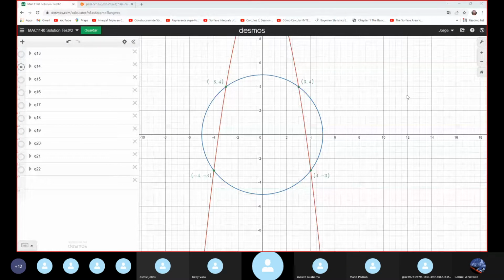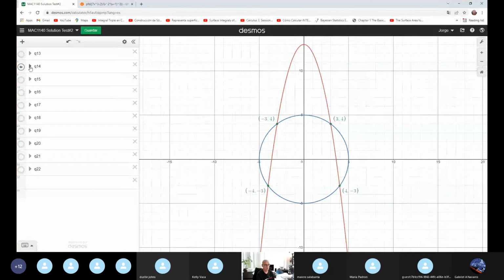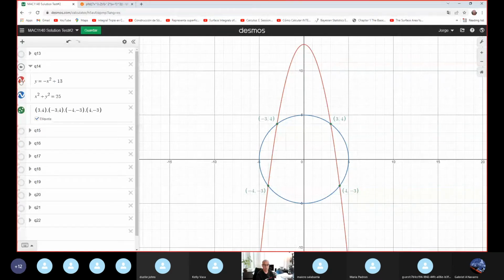Do you see the parabola in red color? Look. Do you see the circle in blue color? And these equations intersect in 4 points: plus or minus 4, positive 3, negative 3. So 4, regardless of the sign, is associated with the negative 3 alone. And 3 or negative 3 is associated with the 4.